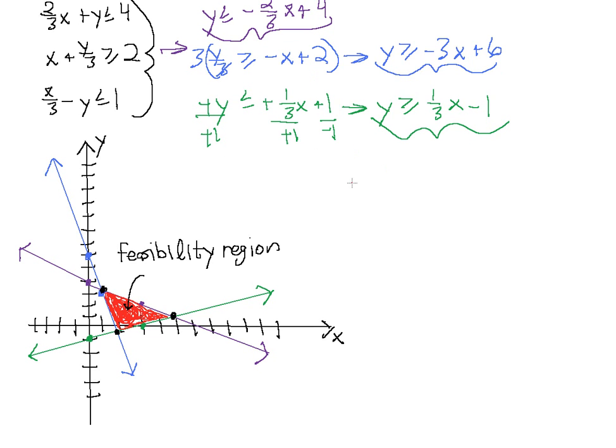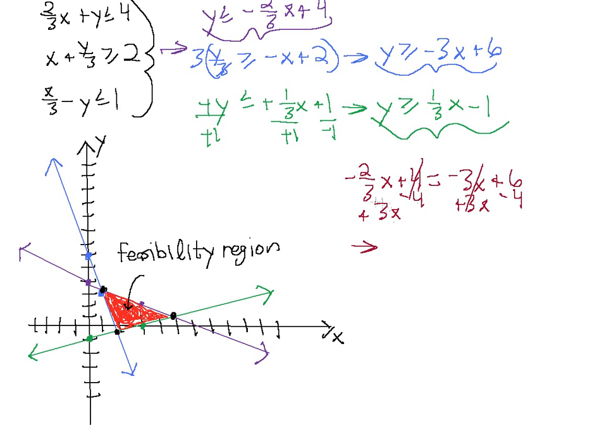So let's set this equation, minus 2 over 3 times x plus 4, equal to this equation, minus 3x plus 6. We're going to solve for x, and then we can plug back into either equation and solve for y. So let's add 3x to both sides. Add 3x over here. These two terms will cancel. We can actually subtract 4 from both sides in the same step if you want.